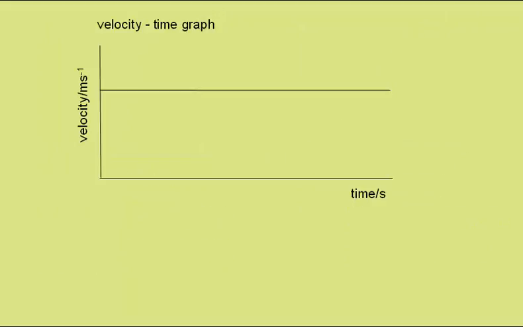So we've found that the gradient of a displacement time graph gives velocity, and the gradient of a velocity time graph gives acceleration. Let's look now at what the area of a velocity time graph gives us. If we wanted to work out the area of this blue rectangle, we would multiply the width, which in this case is going to be a velocity v, by the length, which in this case will be a time t.